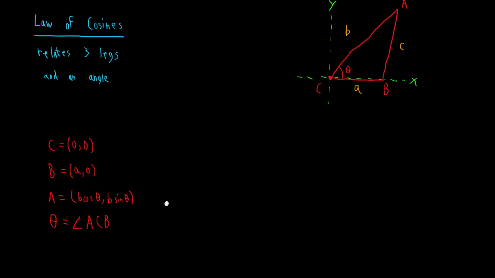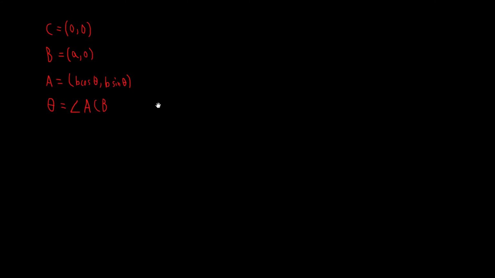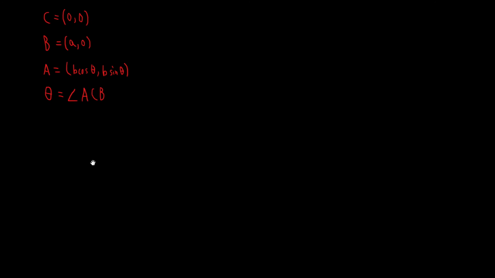Before we can continue, we need to note some of the rules we will need to derive the law of cosines. First, we will need the distance formula, which you should be well acquainted with by now. The formula simply states that the distance between points 1 and 2 is the square root of (x2 minus x1) squared plus (y2 minus y1) squared. Second, we will need the Pythagorean trigonometric identity, which is cosine theta squared plus sine theta squared equals 1.